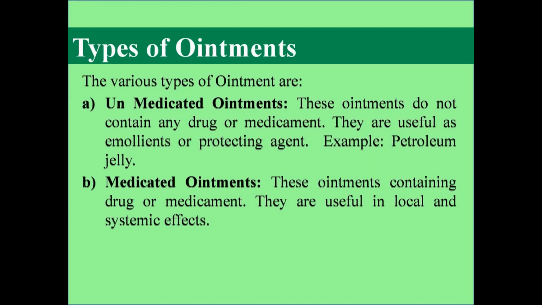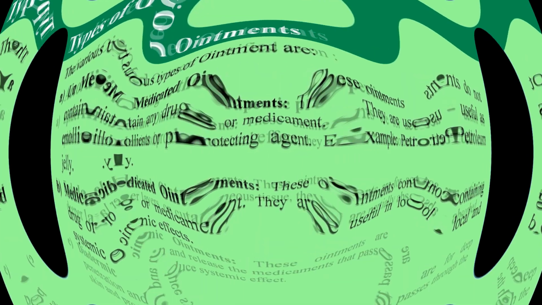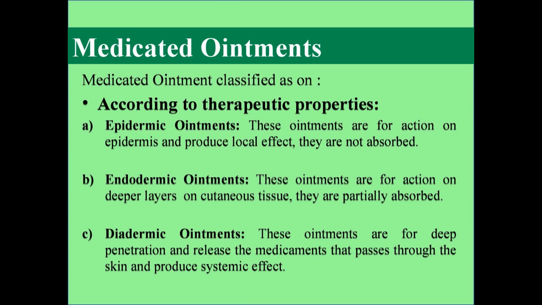Basically there are two kinds of ointment: unmedicated ointments and medicated ointments. Unmedicated ointments do not have any kind of drug or medicament, and medicated ointments have the drug or medicaments. For example, when you use petroleum jelly as an ointment, it is called an unmedicated ointment. And when you use petroleum jelly with medicines, that kind of ointment is called a medicated ointment. So let's discuss medicated ointments only.